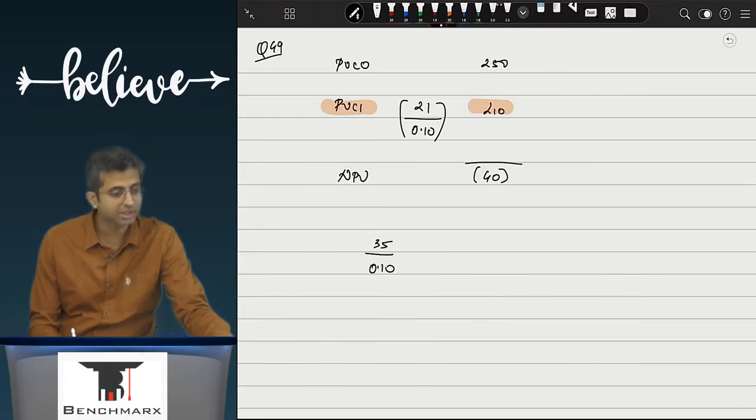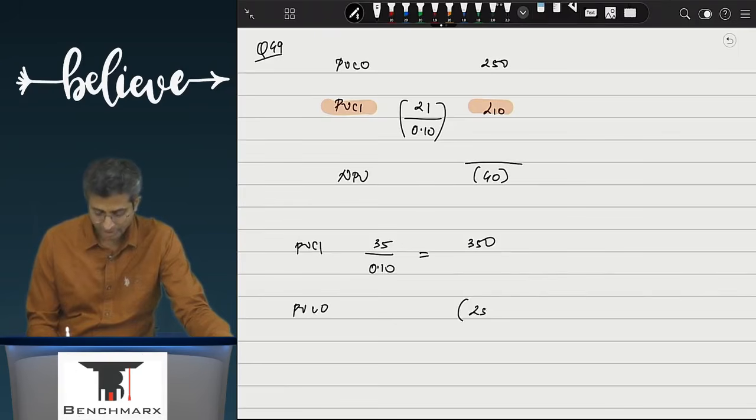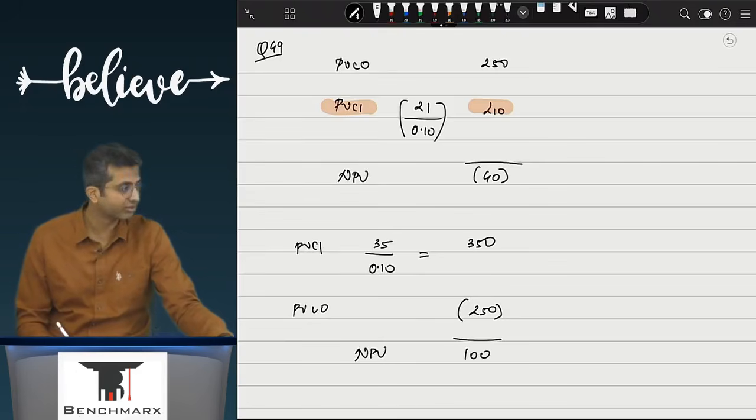Again, the discount factor is 10. And as a result, this will be 350. This will be my PVCI. Acha, what will be my PVCO? Still, I have to spend 250. And as a result, what is my NPV? Now, does it make sense?